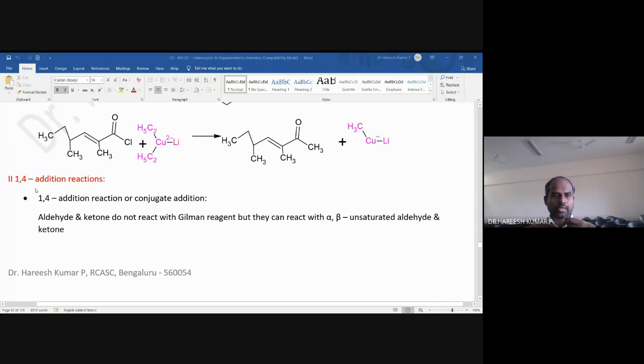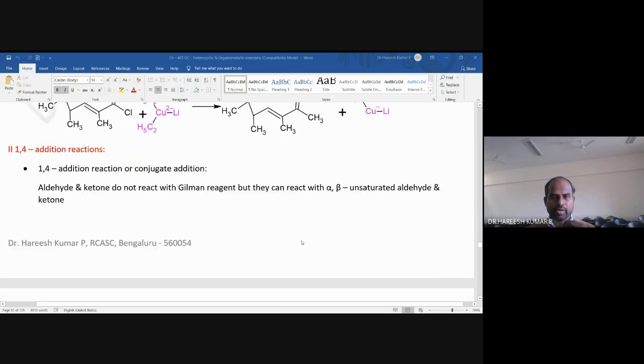Now let's look into the 1,4 addition reactions. 1,4 addition is also called a conjugate addition. Aldehydes and ketones do not react with the Gilman reagent, but they can react with alpha beta unsaturated aldehydes and ketones. So what does it mean? It means that organocopper compounds do not react with the carbonyl carbon, but they react with the double bond which is conjugated with the carbonyl carbon.